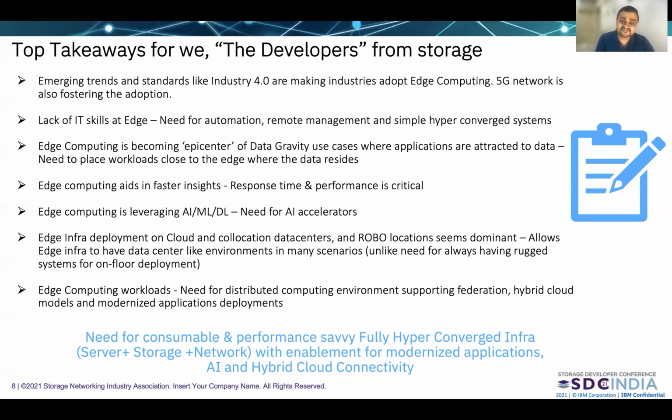Edge computing aids in faster insights. What does that mean? We need systems which can respond fast and are performance savvy. Edge computing is leveraging AI, ML, DL. All disciplines today are leveraging machine learning and artificial intelligence, and so is edge computing. But that means that if I'm going to design a system, it should be enabled with AI accelerators. Edge infra deployments on cloud, co-location data centers and ROBO locations seem dominant from the previous IDC snapshot that we showed. What does that mean?